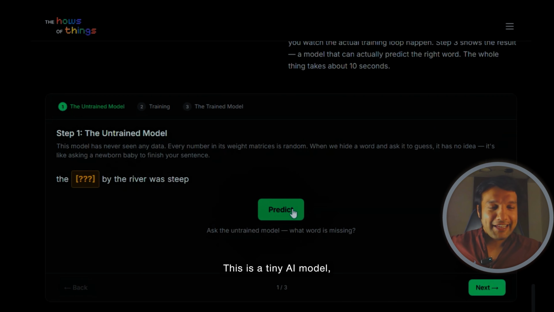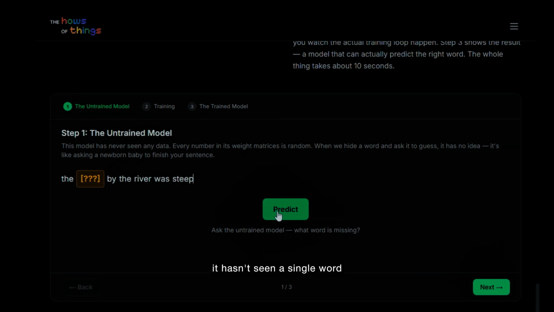This is a tiny AI model, same architecture as ChatGPT, just way smaller. Small enough that we can train it in 10 seconds instead of 6 months. Right now, it hasn't seen a single word of training data. Every number inside it is random noise. Here's the sentence: the blank by the river was steep. We have hidden the second word. Let's ask it to guess what goes there.